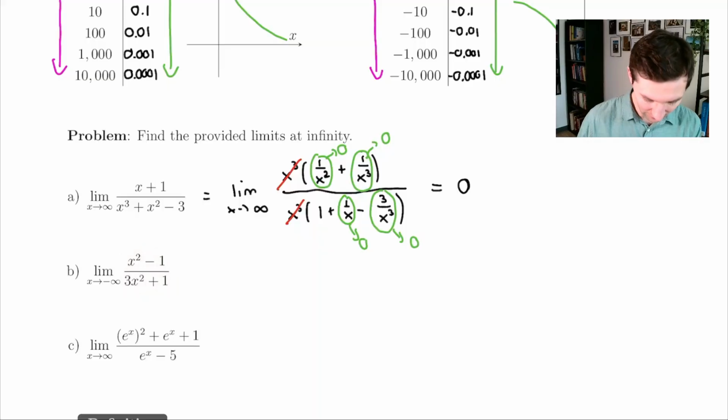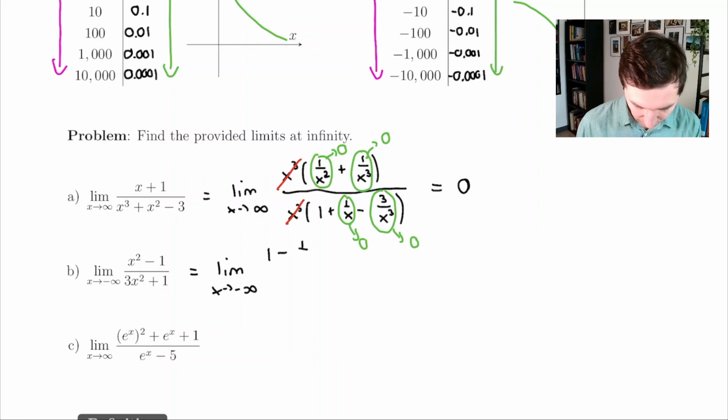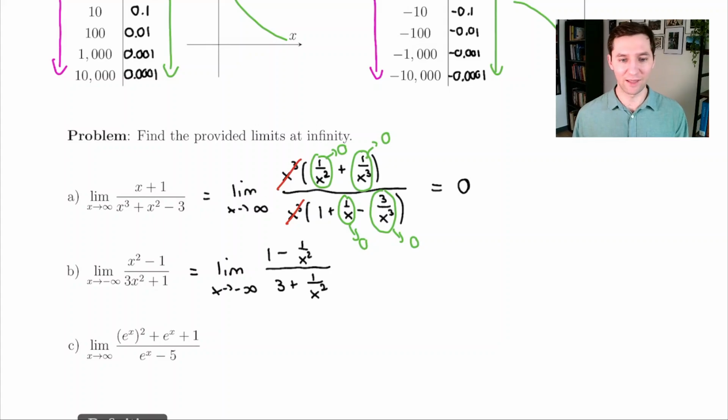And I will get the limit as x goes to negative infinity of 1 minus 1 over x squared divided by 3 plus 1 over x squared. While this method is equivalent to the first method I showed you, this is usually much easier to do for the students. Now, as x goes to negative infinity, what happens to the terms we are left with? We know that 1 over x squared goes to 0.